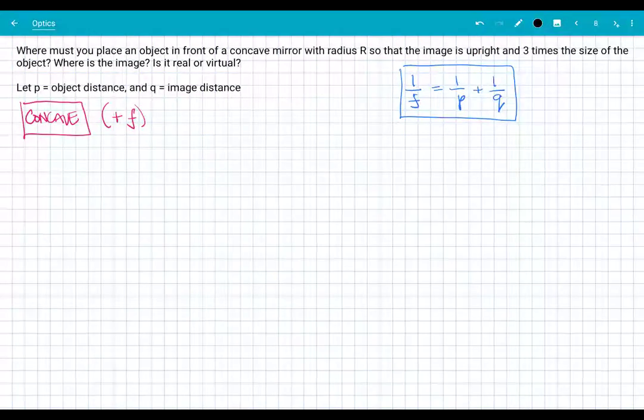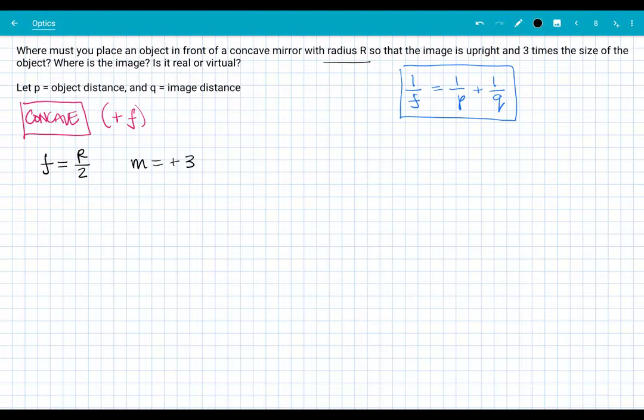Another thing that I know is I'm given the radius of the mirror. I know that the focal length is equal to half of the radius for a spherical mirror. That will always be the case. So I have that now in terms of a given. And they've also told me that the magnification is equal to 3, and the image is upright. So I know that the magnification is equal to positive 3.